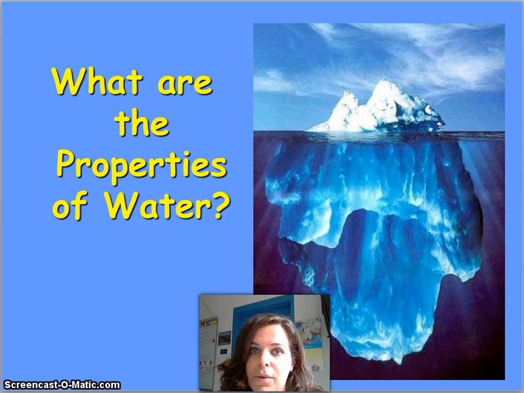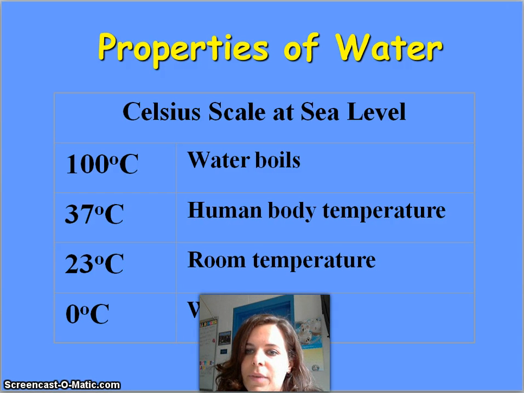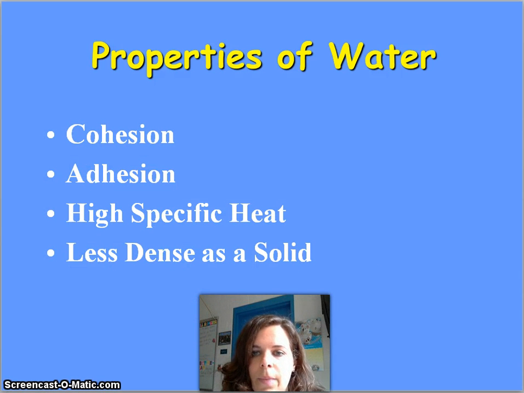And some properties of water. The first property of water is what temperature it boils at. So water boils at 100 degrees Celsius and it freezes at 0 degrees Celsius. And in between those, 37 degrees Celsius is human body temperature and room temperature is 23 degrees Celsius. Water has cohesion, adhesion, high specific heat, and it's less dense as a solid. And we'll talk about each of those later in the notes.